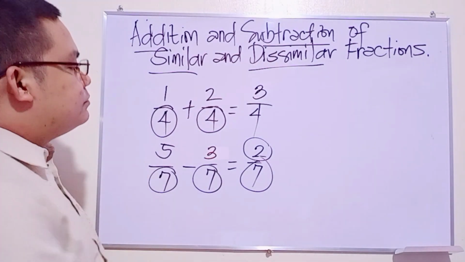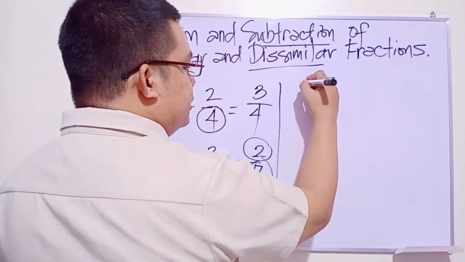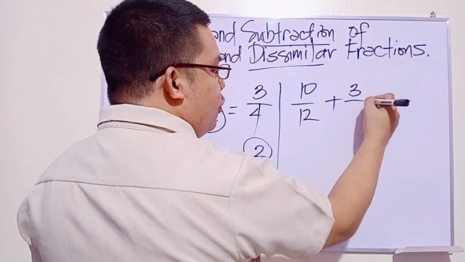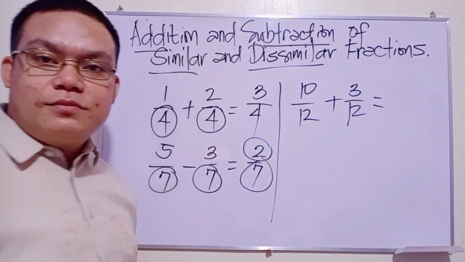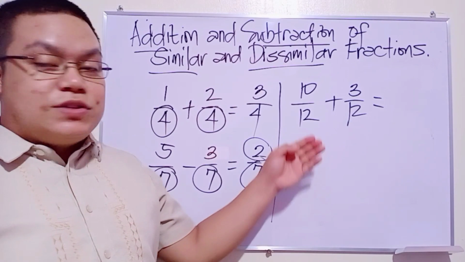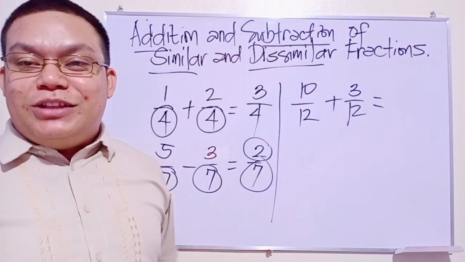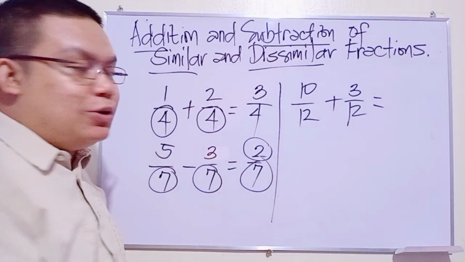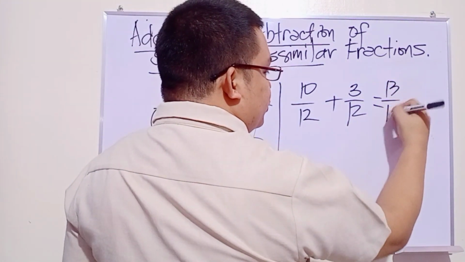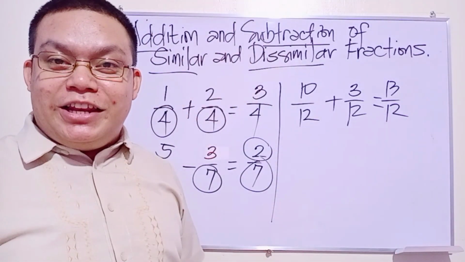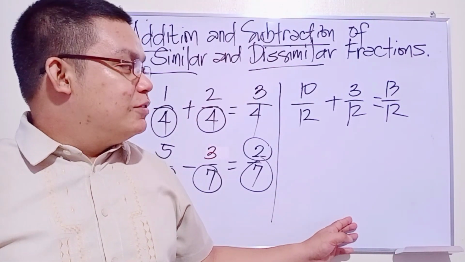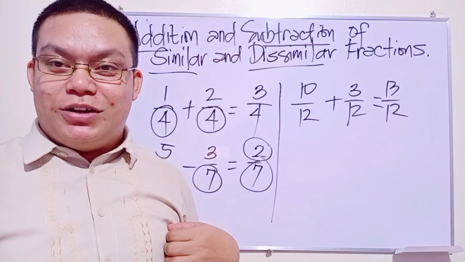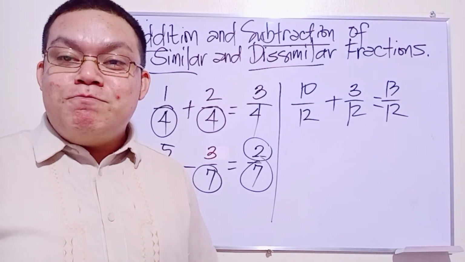Okay, another. 10/12 plus 3/12. So sabi po ulit, you add the numerator and copy the denominator. So 10/12 plus 3/12 is equal to 13/12. So makikita ninyo yung sagot na 13/12 ng ating fraction na inadd ay mas mataas yung numerator kaysa sa denominator. Yun yung tinatawag nating improper fraction.